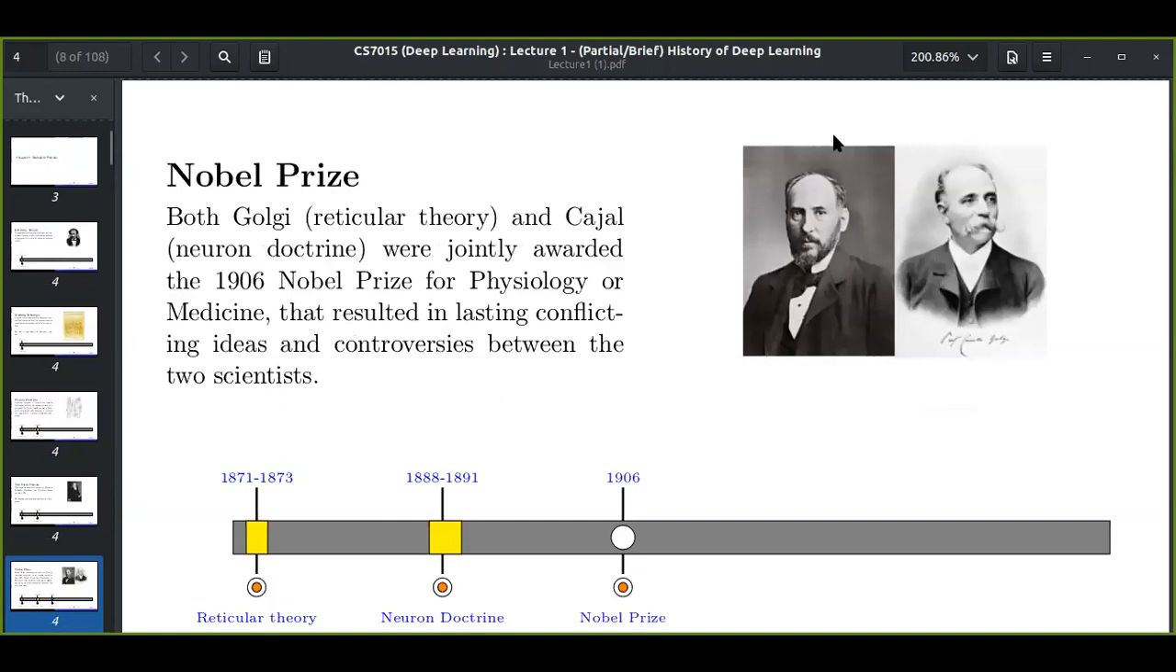Back in 1906, it was very confusing. The world hadn't come to terms with whether the nervous system is composed of a single entity or of different numbers of cells. So what happened back in 1906? The Nobel Prize was shared between these two scientists. That means both the reticular theory as well as the neuron doctrine were awarded the Nobel Prize.